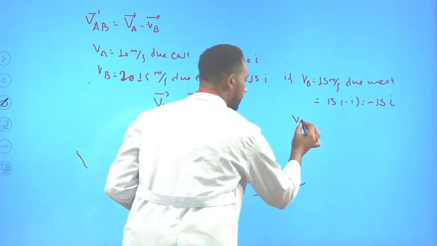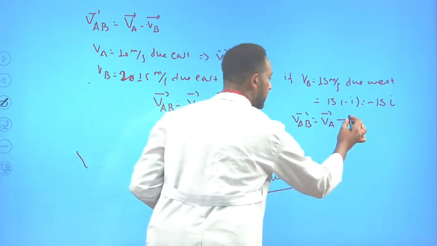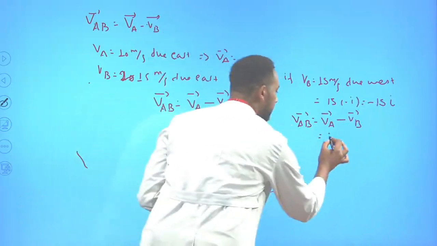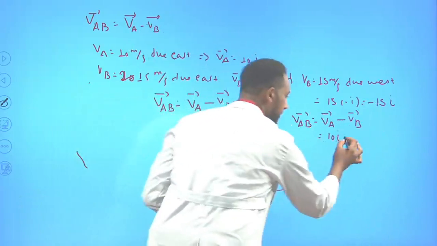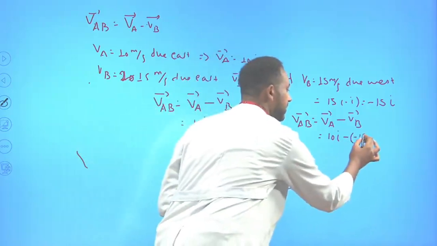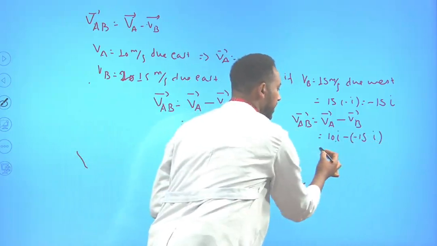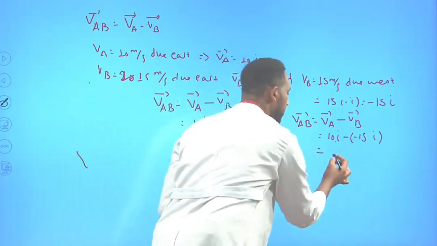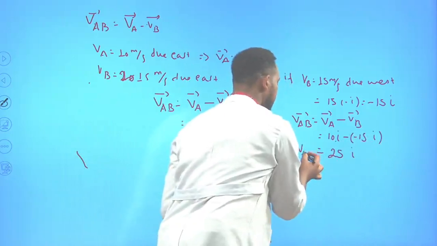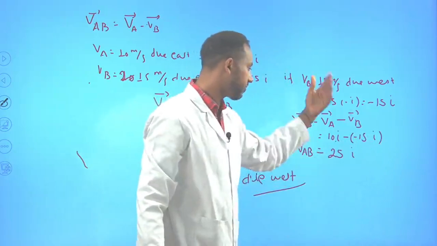Therefore, the relative velocity of car A with respect to B, the general equation is given to be VA minus VB. Now, when you substitute, it is 10 in the i minus the velocity of car B, which is negative 15 in the i. Both are acting along i, so we can add these two. When you add these two, you have 25 in the i. The relative velocity of car A with respect to car B is determined to be 25 in the i.